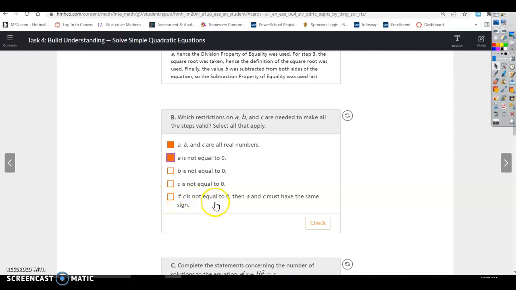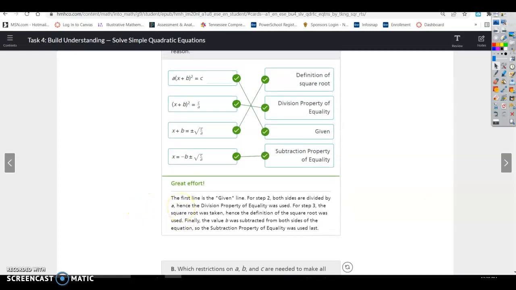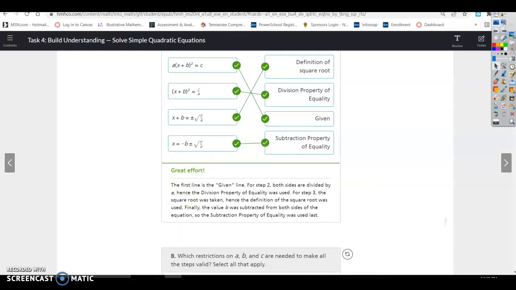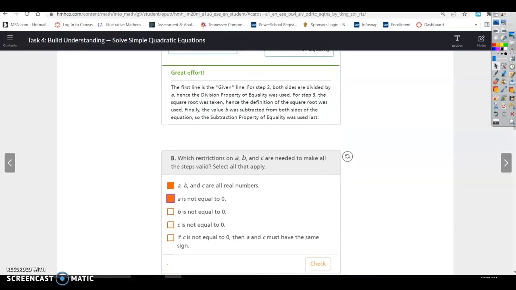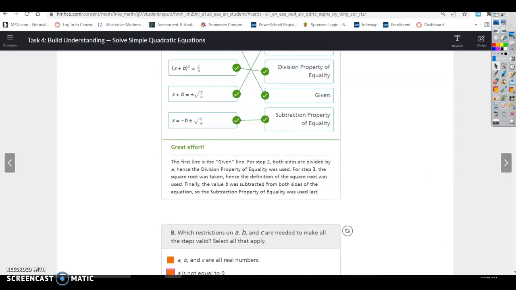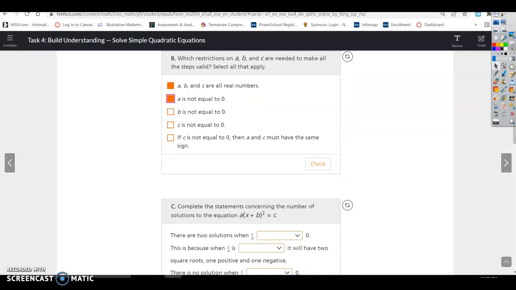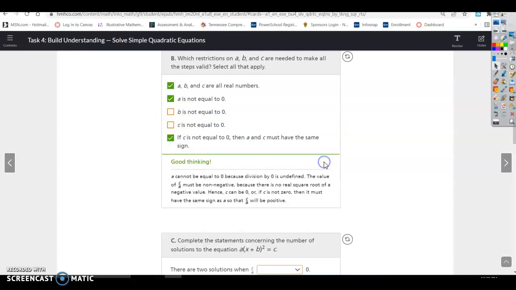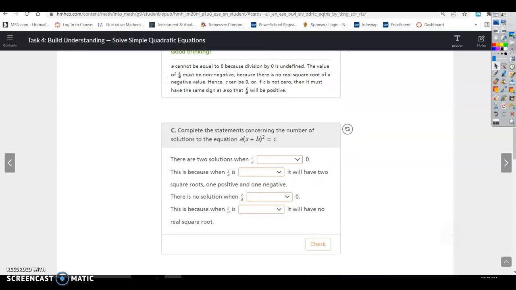If c is not equal to 0, then a and c must have the same sign. The reason they have to be the same sign is because two positives make a positive and two negatives make a positive. And remember, we're only looking at positive square roots because otherwise we would not have a real solution. So that one has to be true as well.